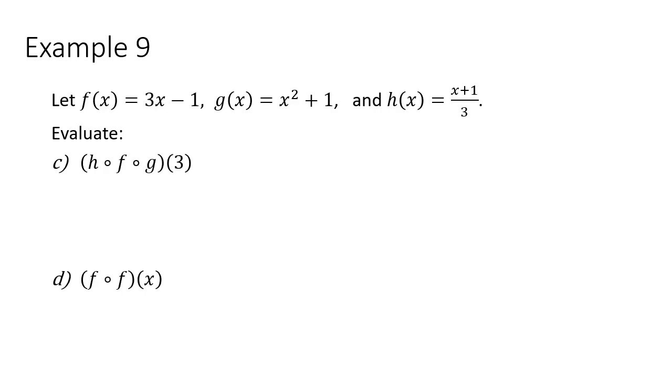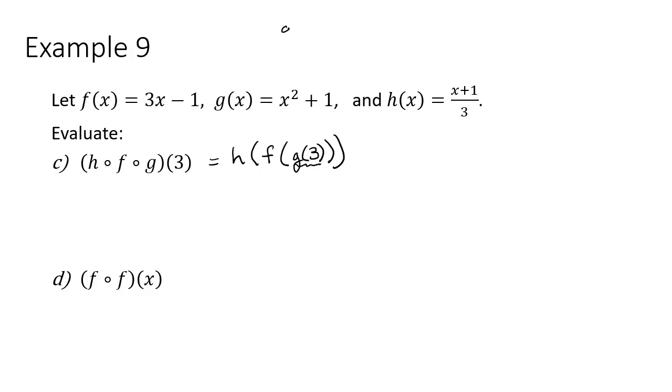Let's take a look at some of the other things you can do with compositions. So it's not necessarily just 2 functions that can be composed. You can compose 3 functions or more than that at a time. So in part C, we're asked to evaluate h composed with f composed with g of 3. And again, it's just an extra layer. You read from left to right. So this would be h of f of g of 3. And you just start on the inside and work your way out.